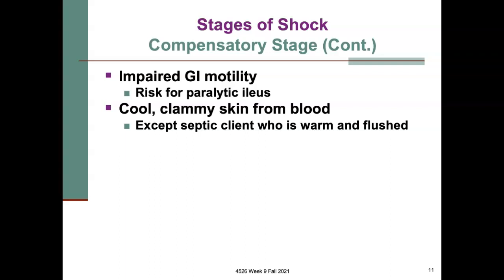You're also going to have impaired GI motility, so there's a risk for a paralytic ileus, and you're going to have cool, clammy skin. And if it's a septic patient, you can expect the skin to be warm and flushed, but we're talking about a cardiogenic shock patient here. So the skin is going to be cool, clammy from the blood being shunted away from the periphery to those core organs that need it.